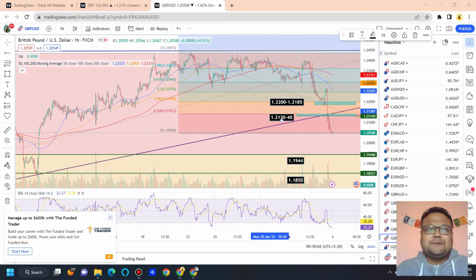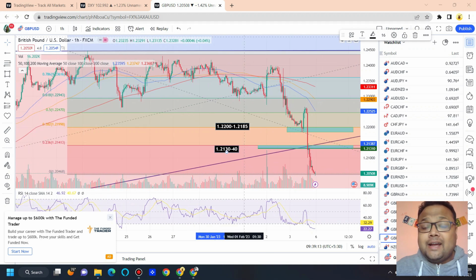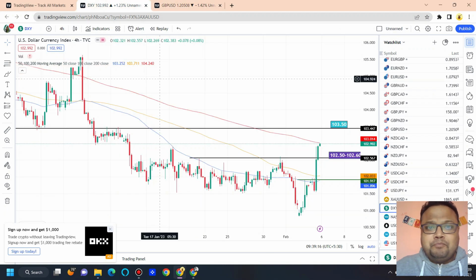So let's get started. It's the 1 hour chart of GBPUSD in front of us, and as we all know, pairs like GBPUSD, EURUSD, gold saw massive fall on Friday after the NFP.